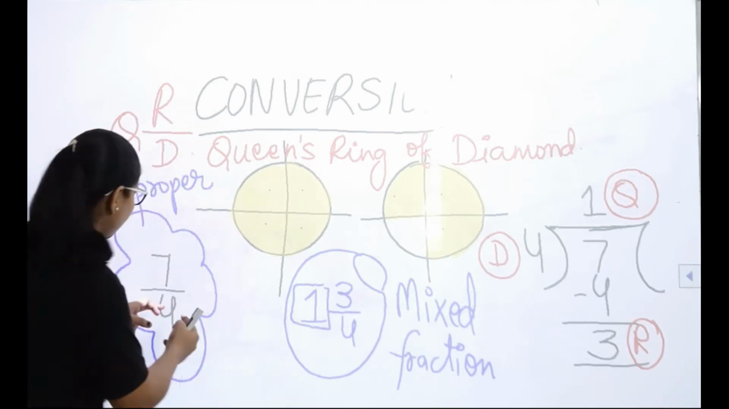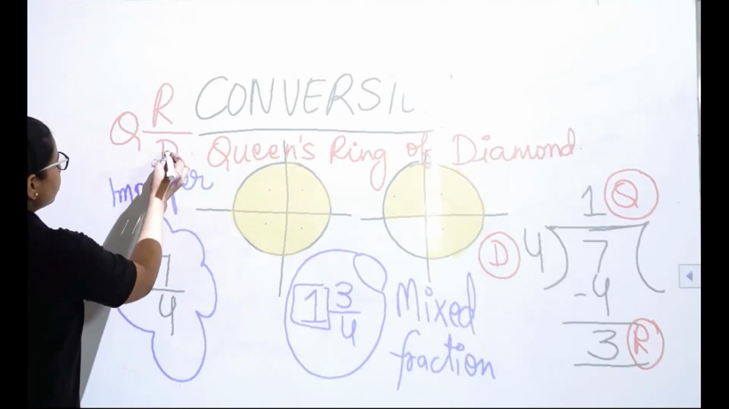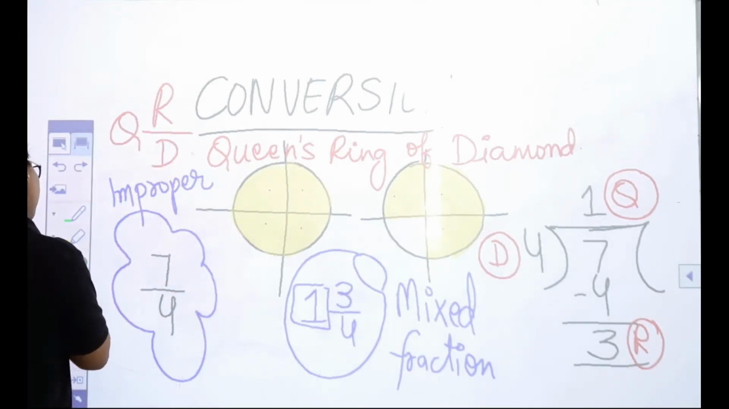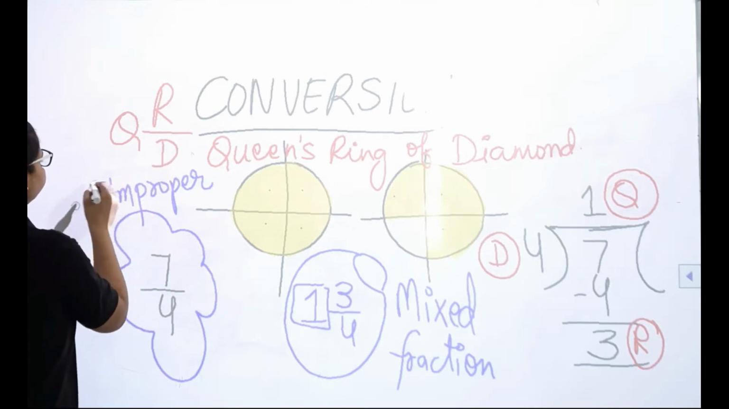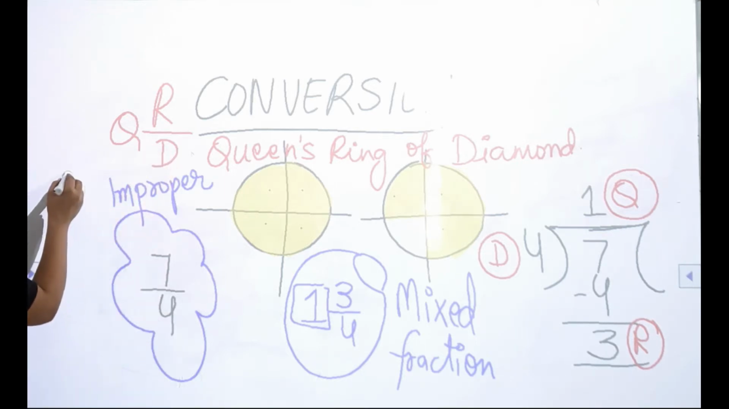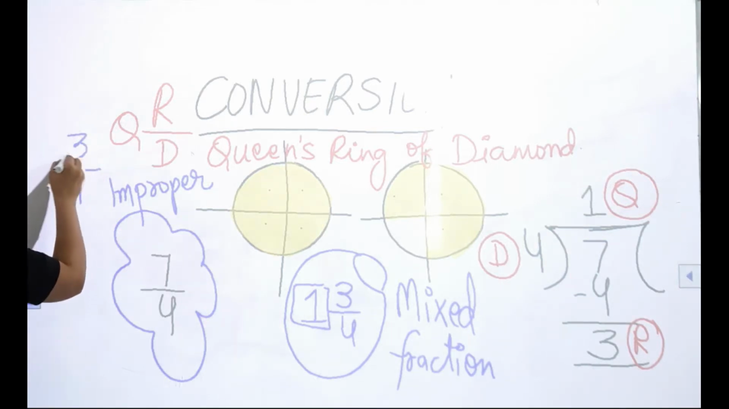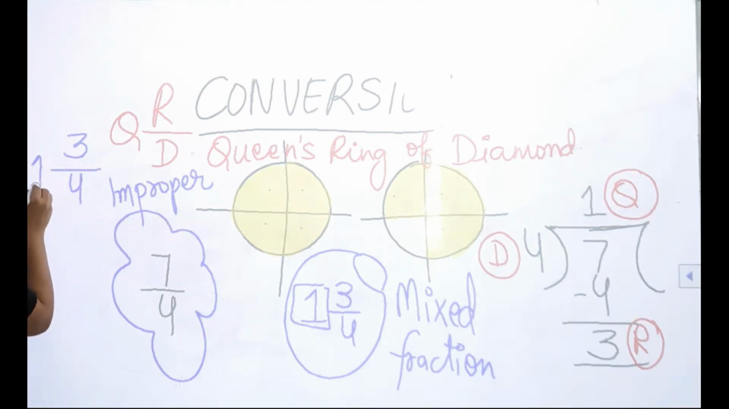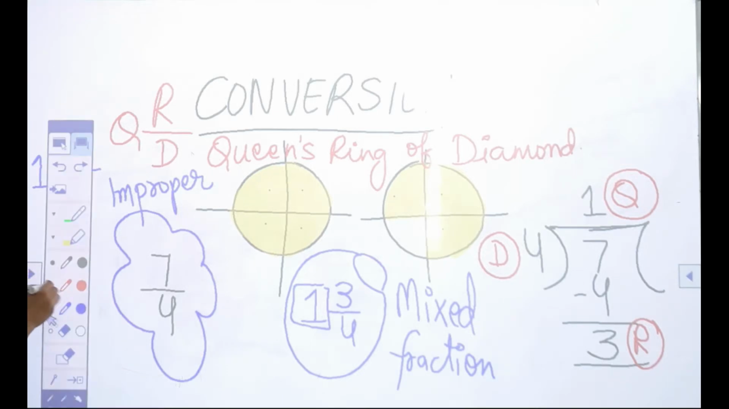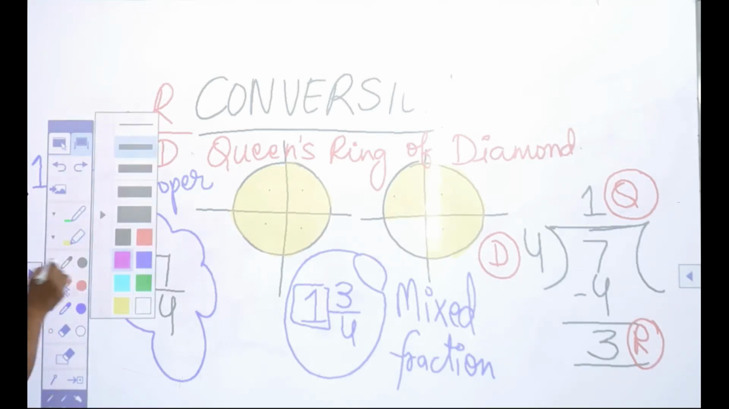That means the denominator will be the same. So let's put values. Diamond is 4, remainder, the ring, is 3, and quotient is 1. It is the answer.